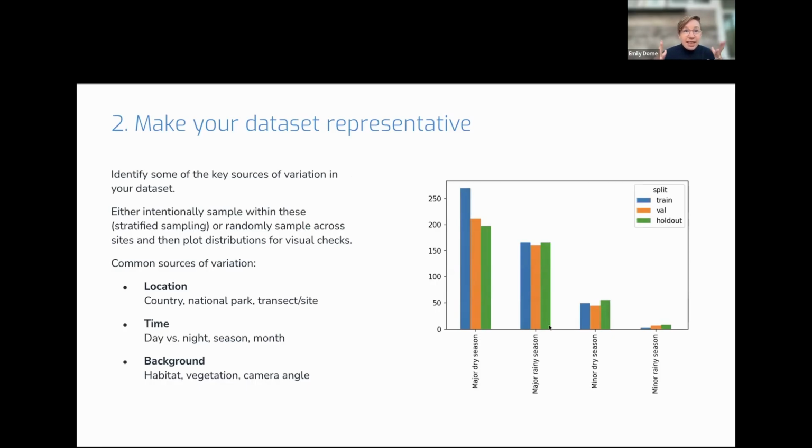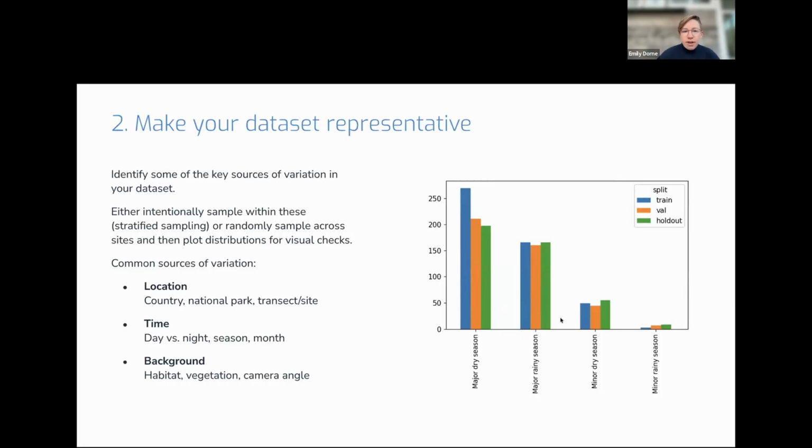So this might sound like a lot or hard to do. And so the way to think about this is basically identify some of the key sources of variation in your data set. And then you can either intentionally sample within those through a tool like stratified sampling, or you can randomly sample your data and then plot distributions and do some of these visual checks, like I'm showing you on the right-hand side, where we're looking at the counts of videos in the different splits across the different seasons.